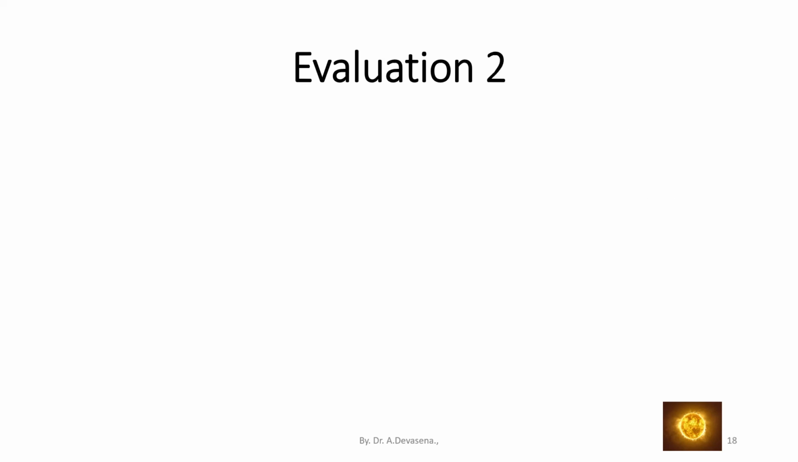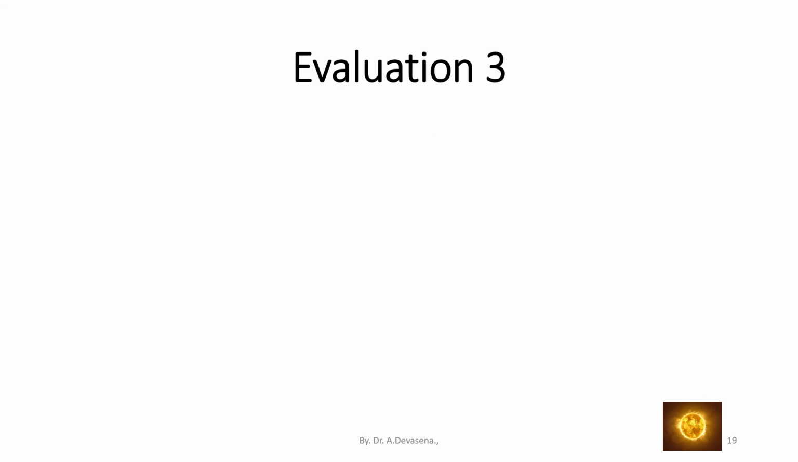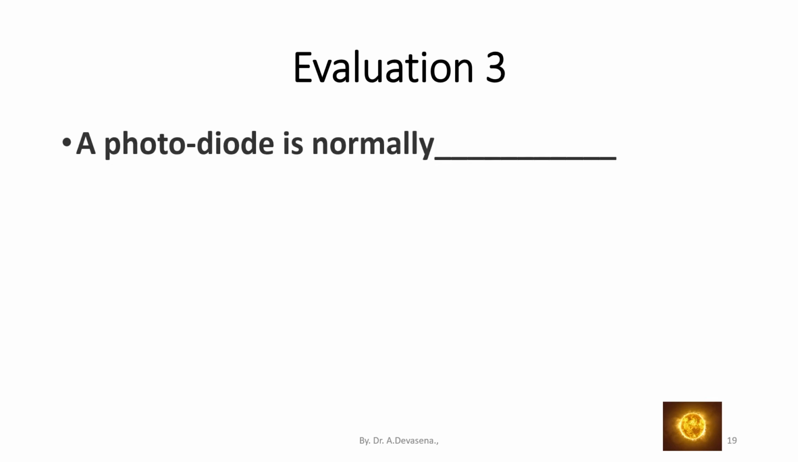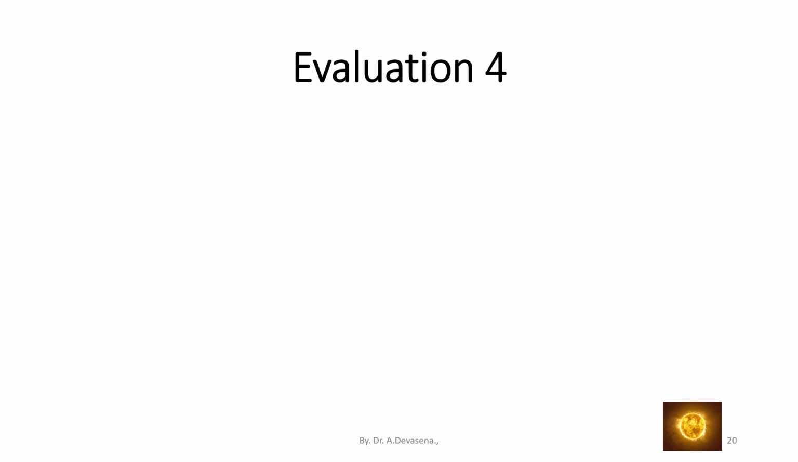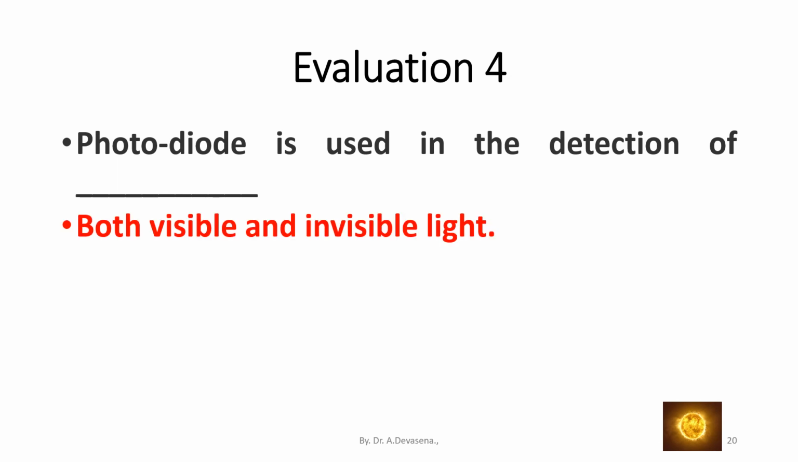Question number 2. When the light increases, the reverse current in a photodiode dash. Answer is increases. Question number 3. A photodiode is normally dash. The answer is reverse biased. Question number 4. Photodiode is used in the detection of dash. Answer is both visible and invisible light.